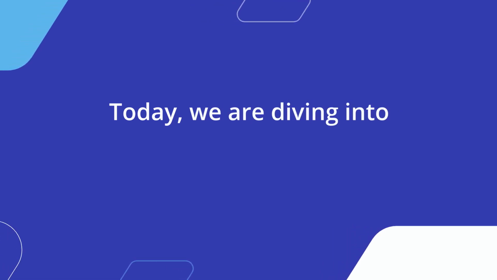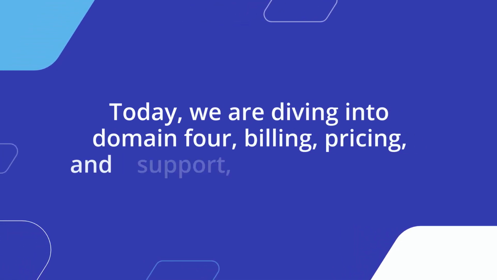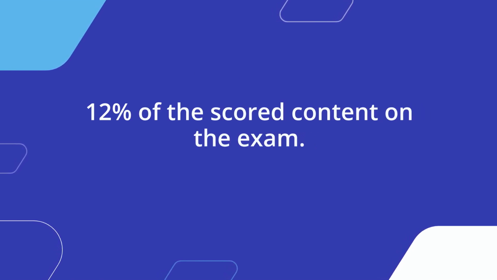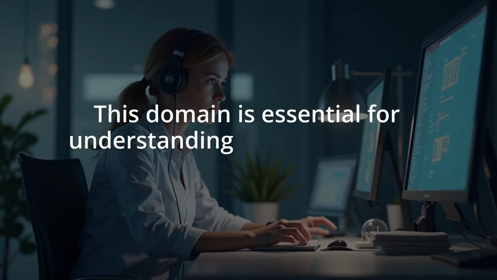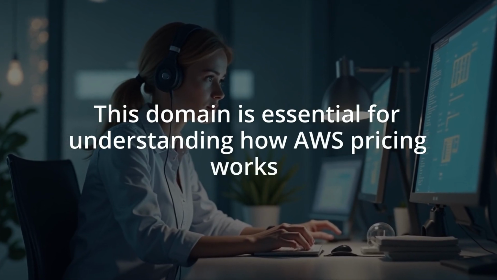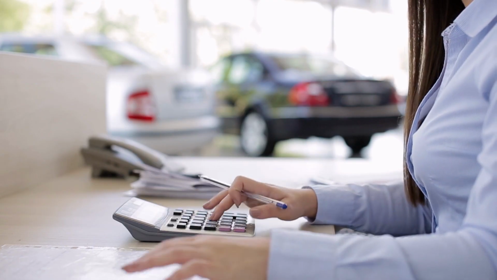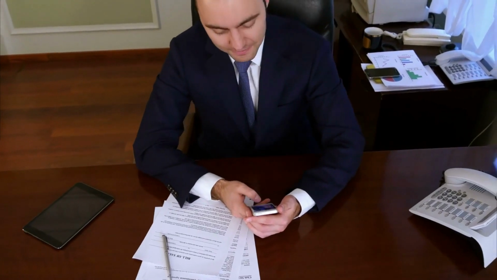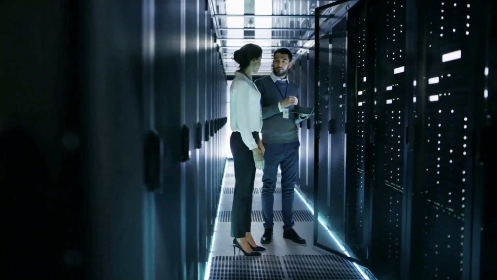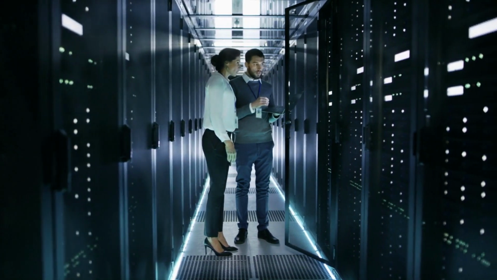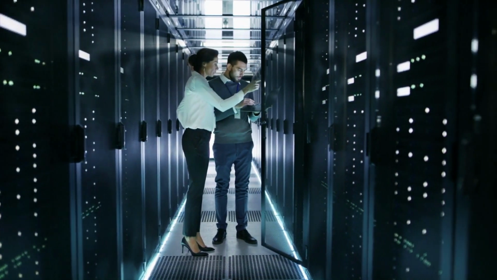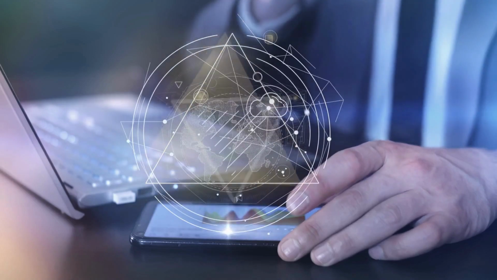Today we are diving into Domain 4, Billing, Pricing and Support, which accounts for 12% of the scored content on the exam. This domain is essential for understanding how AWS pricing works, the various billing options available, and the types of support AWS offers. Let's break down the key points you need to remember and discuss how you can effectively prepare for this domain.